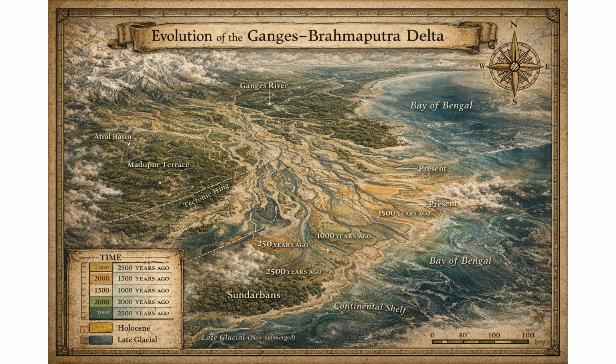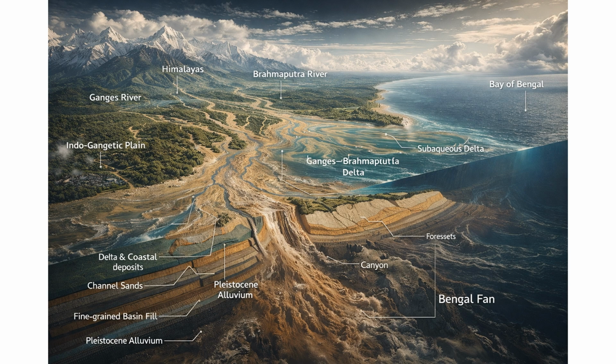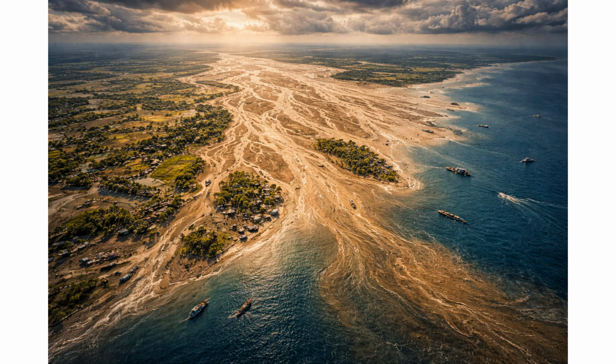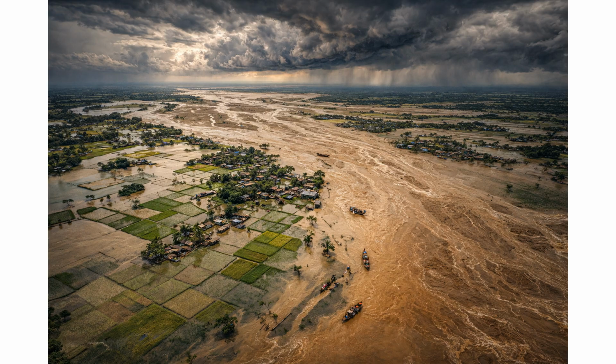Ocean circulation in the Bay of Bengal. The Bay of Bengal exhibits complex ocean circulation patterns driven by monsoon winds and freshwater input from rivers. During the summer monsoon, surface circulation forms a large anticlockwise gyre, while in winter the circulation reverses direction.